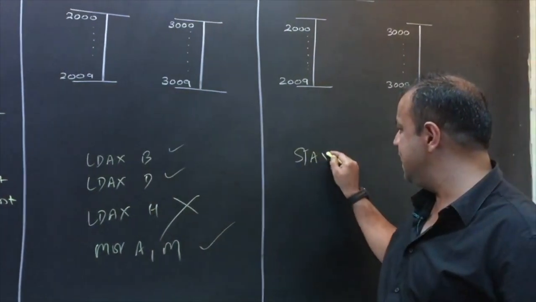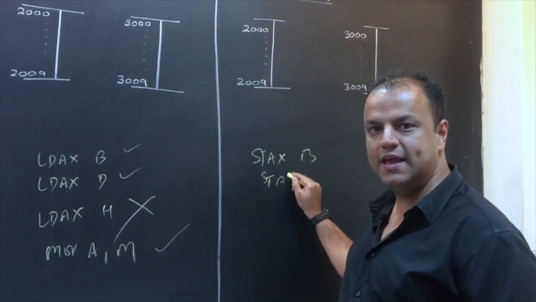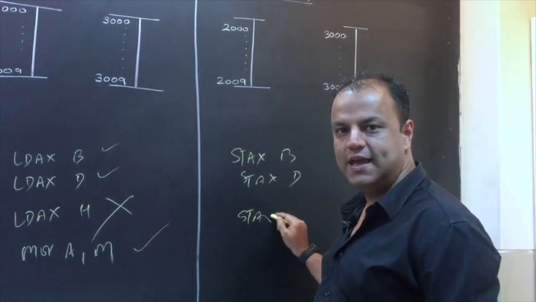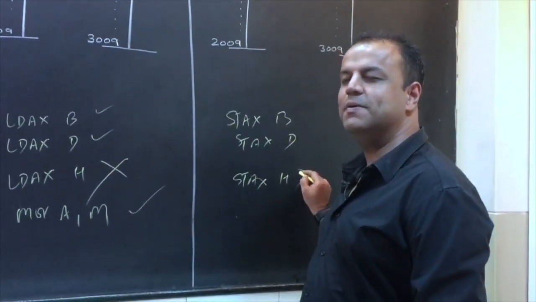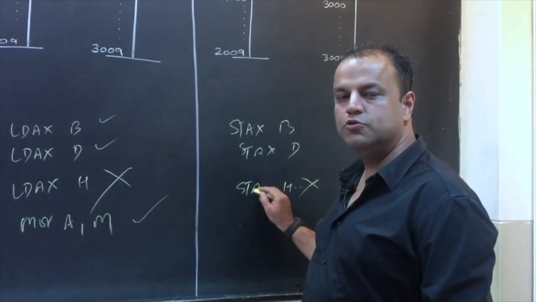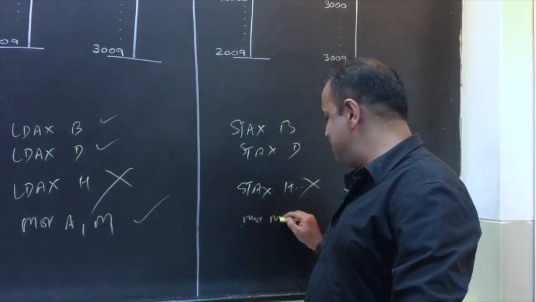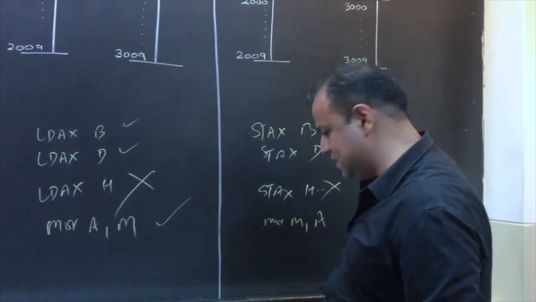There is STAXB, there is STAXD, there is no STAXH. This doesn't exist. You want to store A at the location pointed by the HL pair. The location pointed by the HL pair is M. To store A at M, you write MOV M, A. You don't write STAXH. Okay, just wanted you to know these.